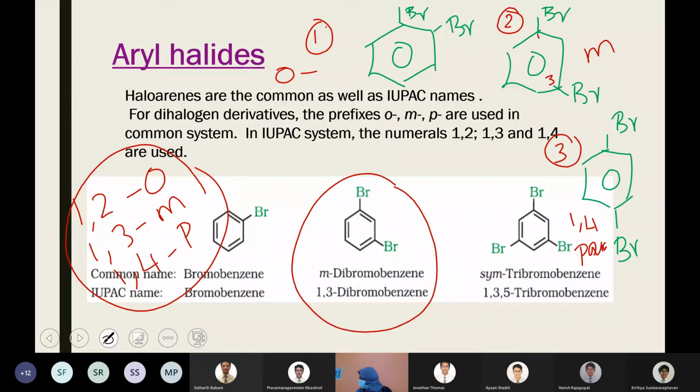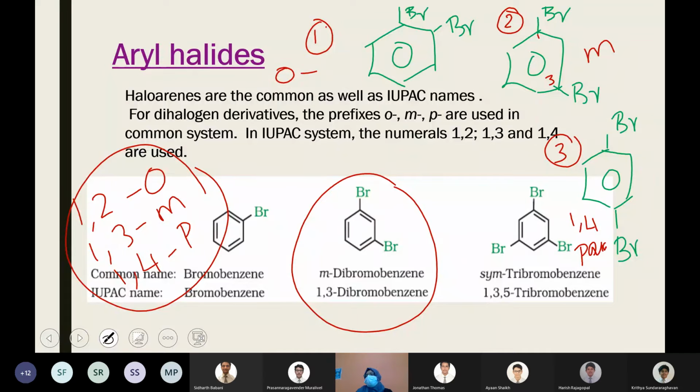Which one? And that I did discuss. That is the trihalo compound. We are in dihalo compounds now, 2 halogens. The third one I didn't discuss. When it's dihalobenzenes, you have to look into the position of halogens, whether it's 1, 2, 1, 3 or 1, 4.